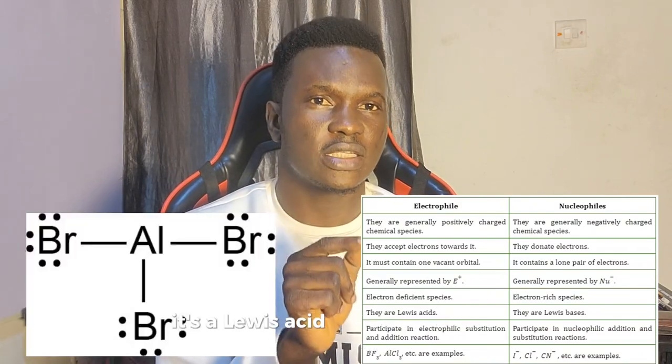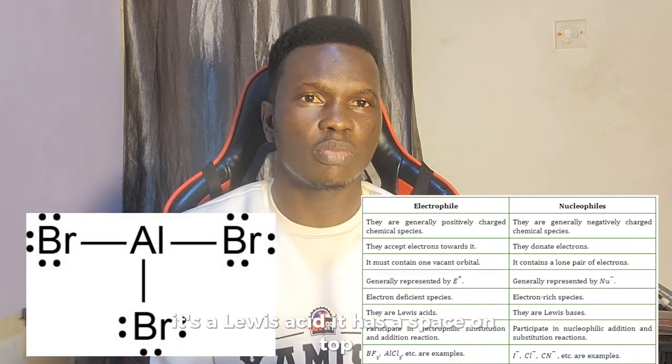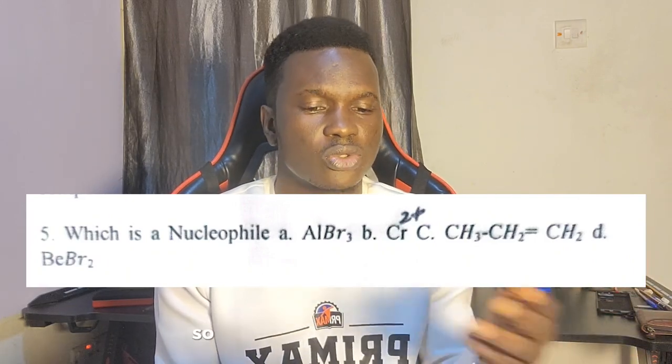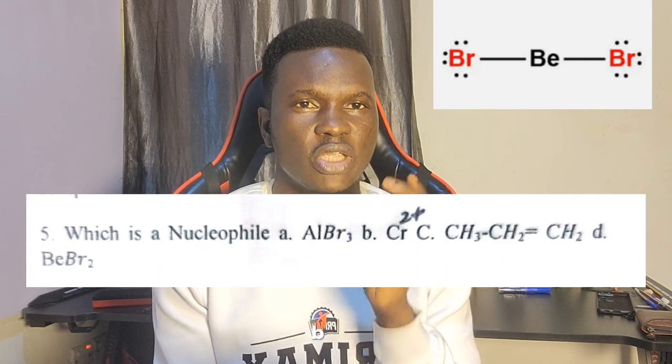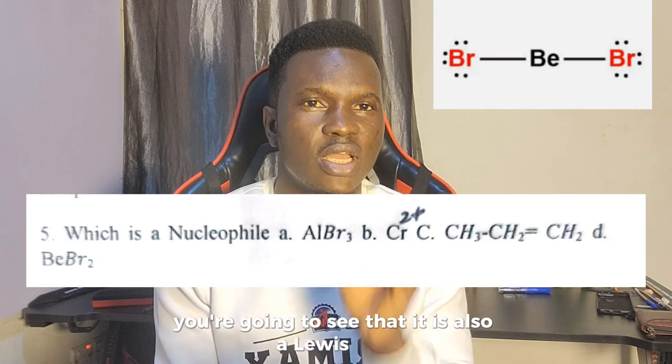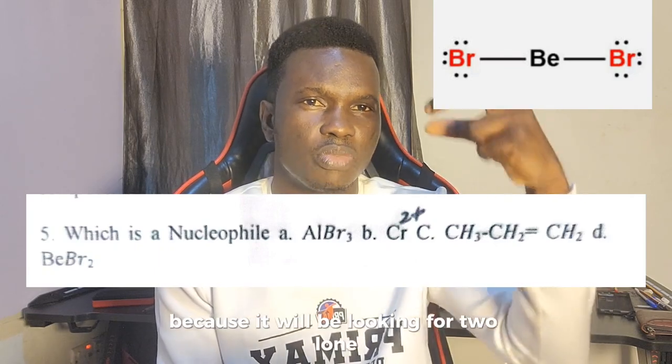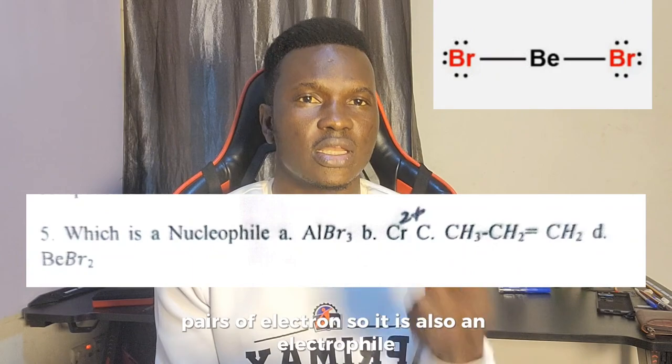So if you look at these options we have here now, AlBr3, it's a Lewis acid. It has a space on top that is yet to be filled with lone pairs of electrons. And what are Lewis acids? Electrophiles. So A cannot be the answer. B is Cr2+. Cr2+ must have lost 2 electrons. So what will it be looking for? Electrons. So that cannot be the answer. All positive ions are electrophiles. Before I move on to C, let's look at D. BeBr2. If you draw the covalent structure of BeBr2, you're going to see that it is also a Lewis acid, because it will be looking for 2 lone pairs of electrons. So it is also an electrophile.